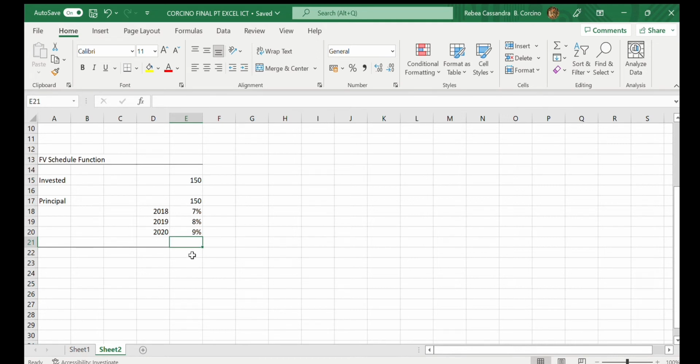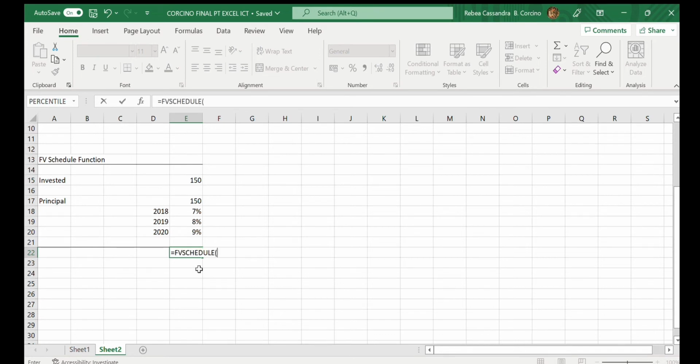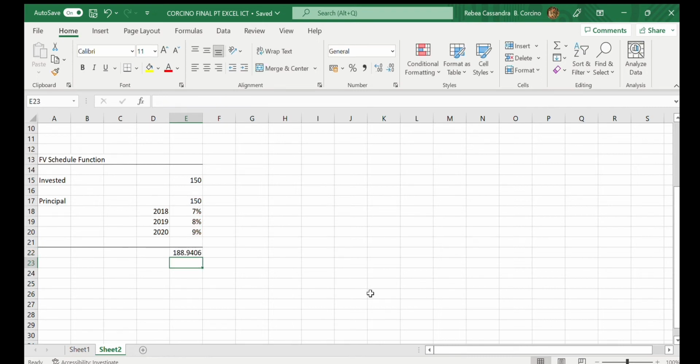We would type in the equal sign. Following the FV schedule, open parenthesis, then we would drag the principal value, which is $150, and press comma. Then we would drag all the cells from E18 to E20. Then close parenthesis, press enter, and we get $188.9406. And that would be our final answer for the FV schedule function.